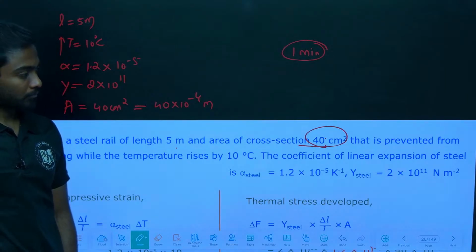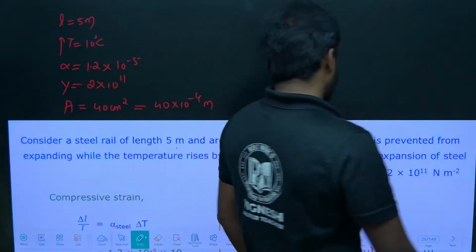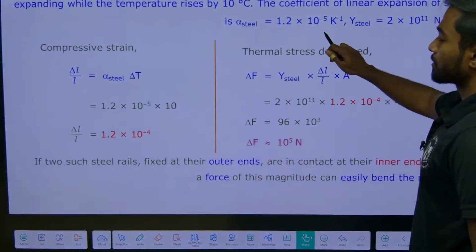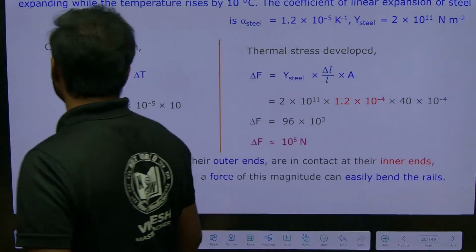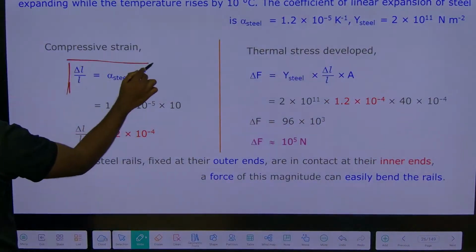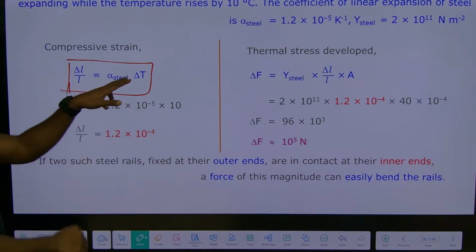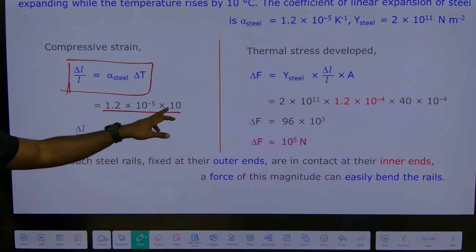Done? Okay. Let's see the answer to this question. So delta L by L is equal to alpha delta T, which is the formula we know. The alpha value is given and the delta T value is also given, right? So 1.2 into 10 power minus 5 into 10.